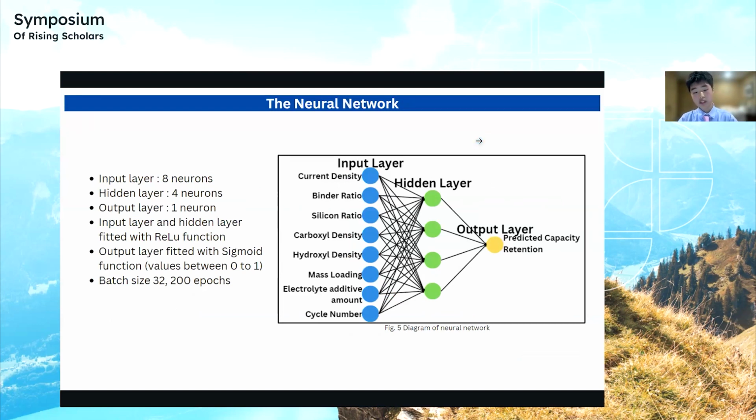I created the neural network in such a way where I could input all 8 independent variables and output a single predicted capacity retention. This predicted capacity retention is very important because it serves as a standard comparison for futures to see the significance of the carboxyl and hydroxyl group densities.